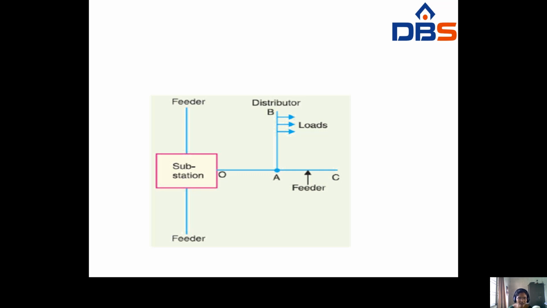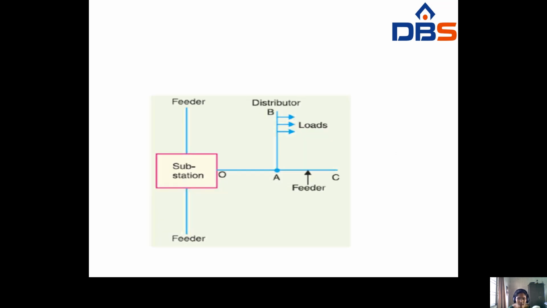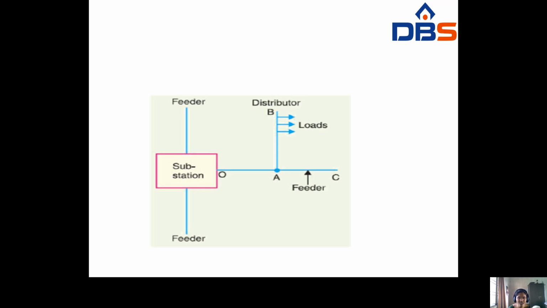So the radial system is nothing but, from one substation, different feeders are connected. For a DC distribution, a feeder OC supplies a distributor AB at a point A. So at point A, you take the distributor from the feeder OC. The distributor is fed at only one end. That shows the single line diagram for a DC distribution.